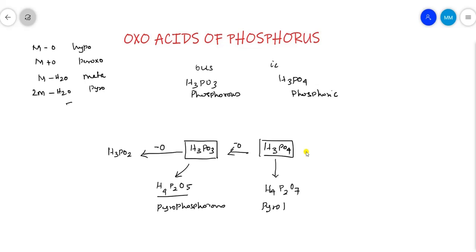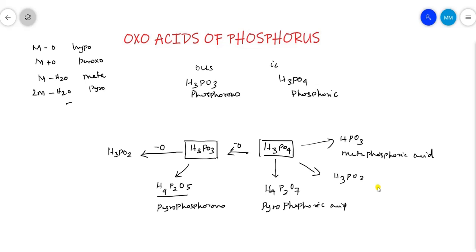It has the prefix pyro, pyrophosphoric acid, and another one, metaphosphoric acid. Metaphosphoric acid is obtained by losing a water molecule. By losing water you get HPO3, called metaphosphoric acid. Hypophosphoric acid: how is it obtained? Hypo is obtained by the molecular formula minus oxygen.